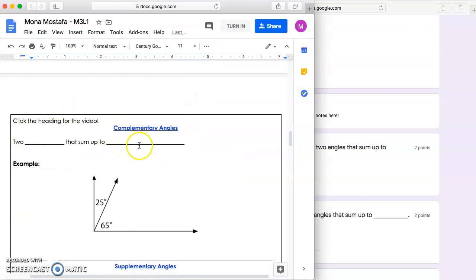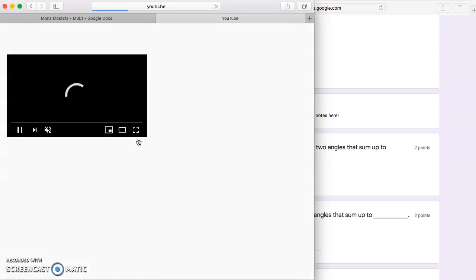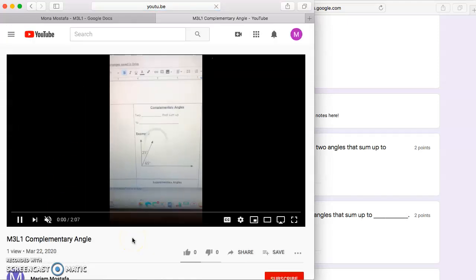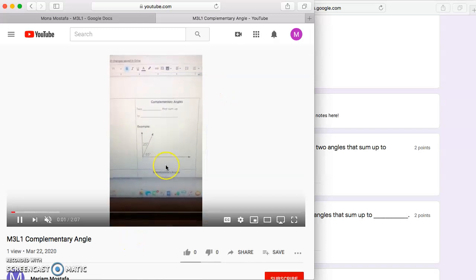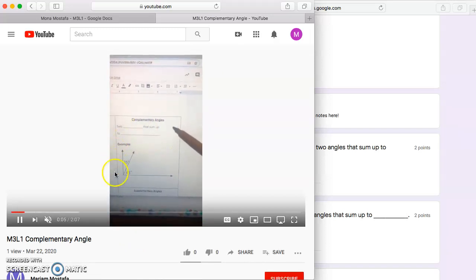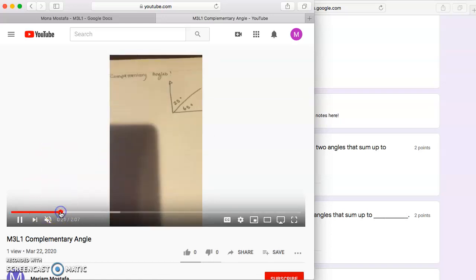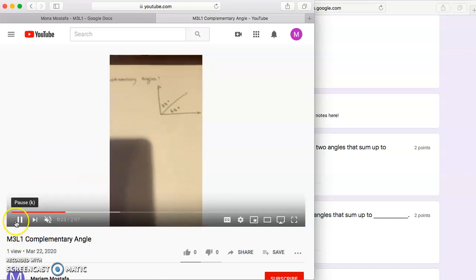So here, example 2 is complementary angles. What you're going to see is you're going to click the video, and then, sorry, it's taking some time to load. You're going to watch me actually teach this lesson. So here is the section that we're at, complementary angles. And then if I skip a little, you'll see me actually writing down notes.